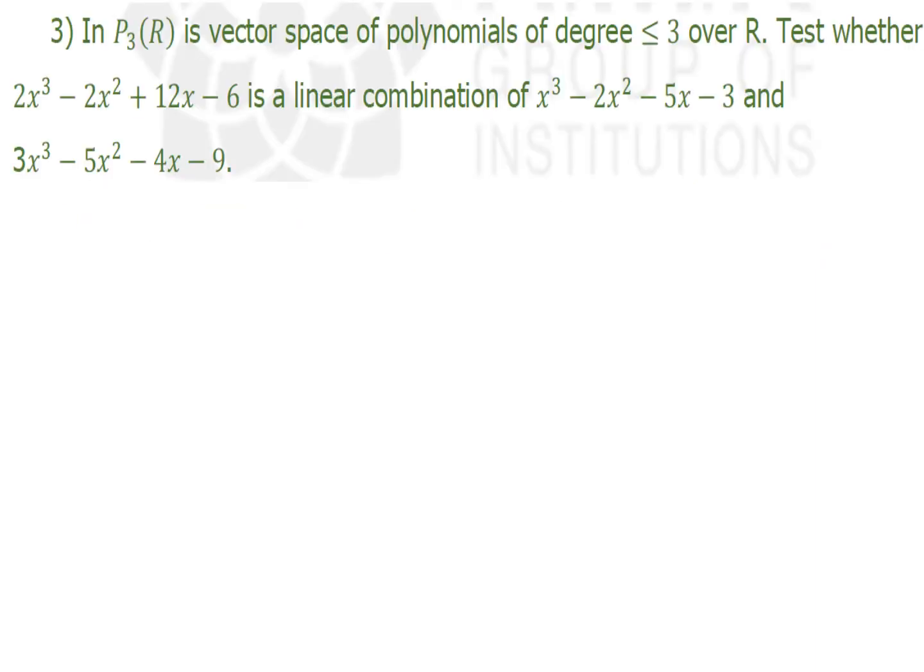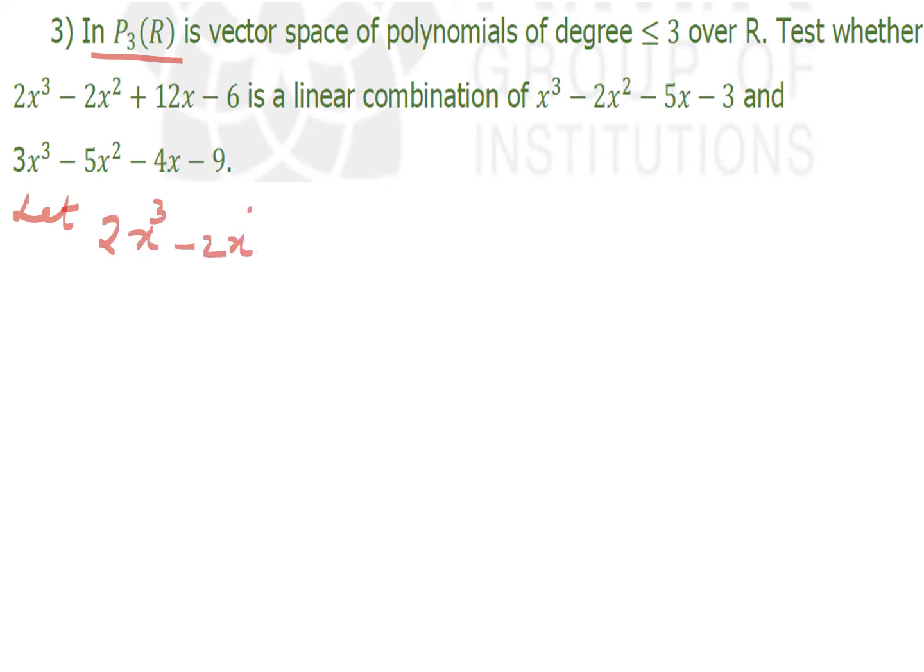In this sum, we consider P3, polynomials of degree less than or equal to 3. We are going to test whether 2x cubed minus 2x squared plus 12x minus 6 is a linear combination of x cubed minus 2x squared minus 5x minus 3 and the other vector 3x cubed minus 5x squared minus 4x minus 9.